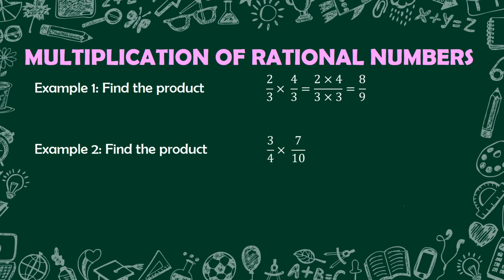Example 2. Find the product of 3 over 4 times 7 over 10. So 3 times 7 all over 4 times 10.